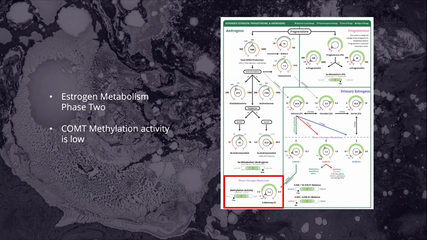The methylation activity population slider is telling us about phase 2 methylation. So we know she favors some of the bad stuff. Is she methylating well? And the answer in this case is no, she's not methylating very well. For this patient, when we compare her methoxy E1 to the 2-hydroxy E1, we can see she falls very low in the population percentile. Most people methylate better than she does.